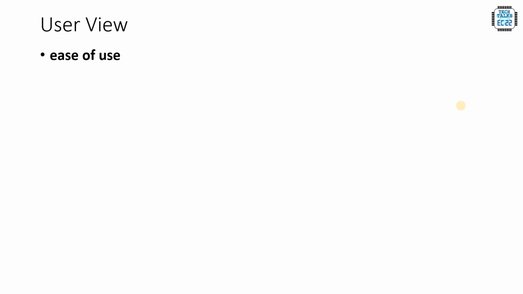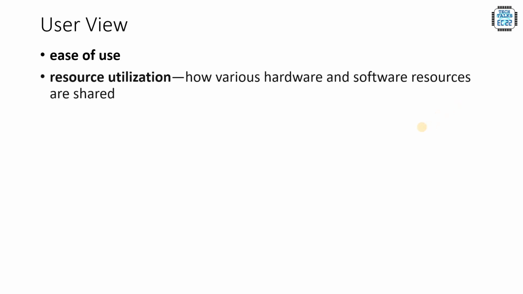We first always think about ease of use, how easy the operating system is to use. Next is resource utilization, how various hardware and software resources are shared. For example, we have various hardware and software resources, and how those resources can be utilized effectively. That is what we look for.